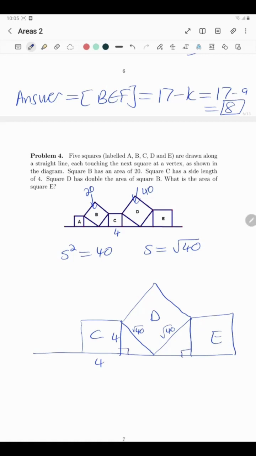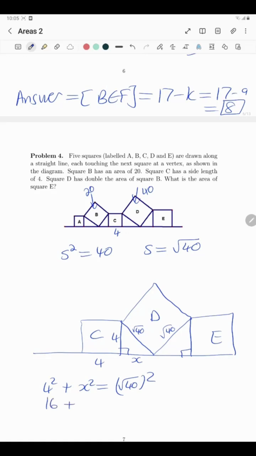All right, and now we know that they're all drawn along a straight line, so we have lots of 90 degrees lurking over here. Now, when you think of 90 degrees in a triangle, you should be thinking it's a right angle triangle, which means we can be using the theorem of Pythagoras. So let's call this distance x. So using the theorem of Pythagoras in this triangle over here, we know that 4 squared plus x squared will be root 40 squared.